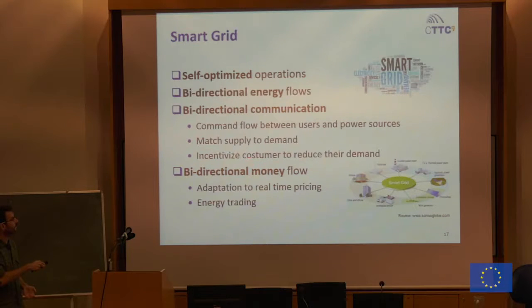And in this case there are also bidirectional money flows, because there is a lot of work going on in energy trading. So, for example, one good example is that the operators are trying to have different prices at different times of the day in order to incentivize the user to use some facilities at a given hour which is not the peak for the power plant. So this is the idea of these bidirectional money flows.